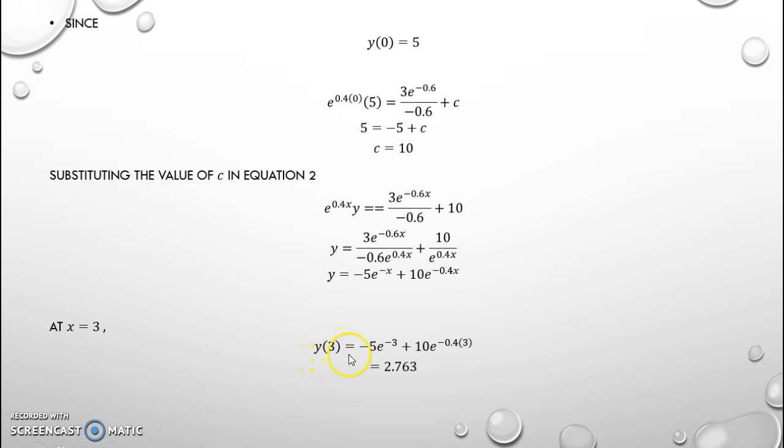Then y(3) equal to negative 5 e to the power of negative 3 plus 10 e to the power of negative 0.4 times 3. Then we get 2.763.